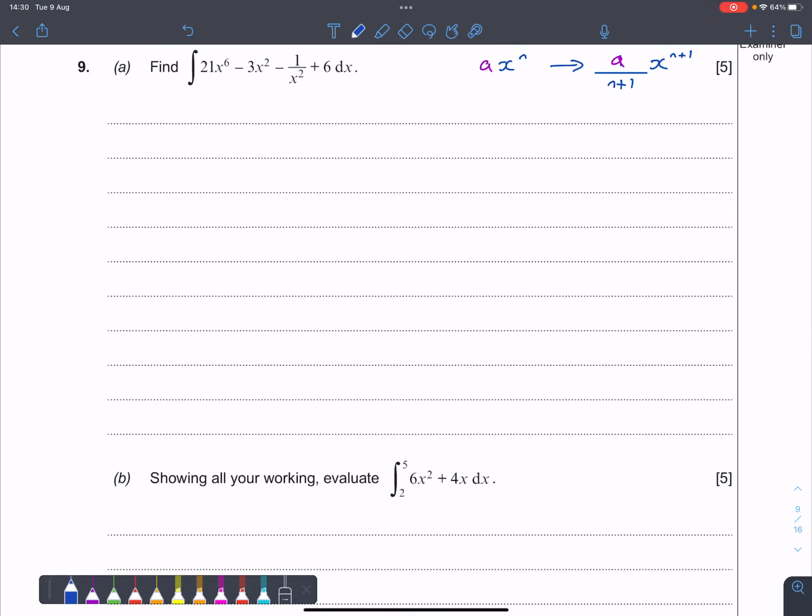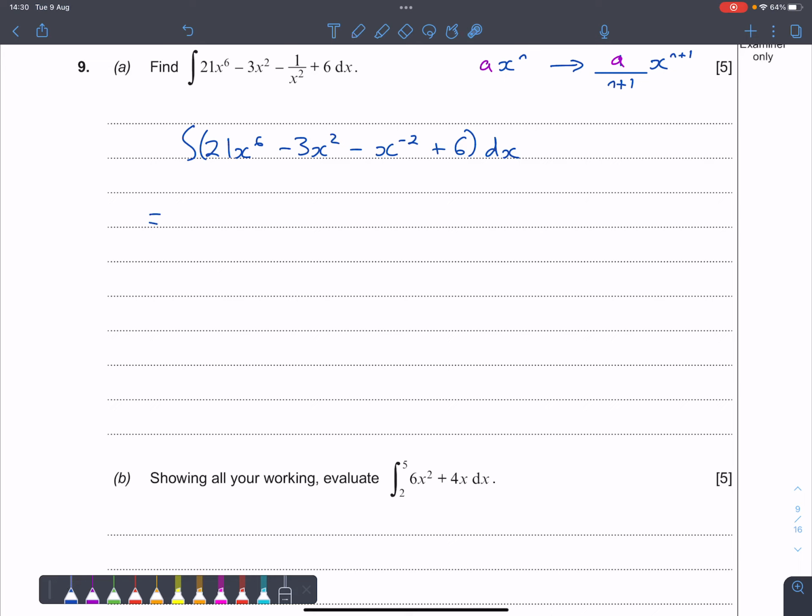So this should be written as the integral of 21x to the 6 minus 3x squared minus, okay, so 1 over x squared becomes x to the negative 2. If you're not sure why, please check out my videos on the main website. Plus 6, and there should be brackets around it because it does come from multiplication. So we should have brackets around that. And now we can use our integration skills.